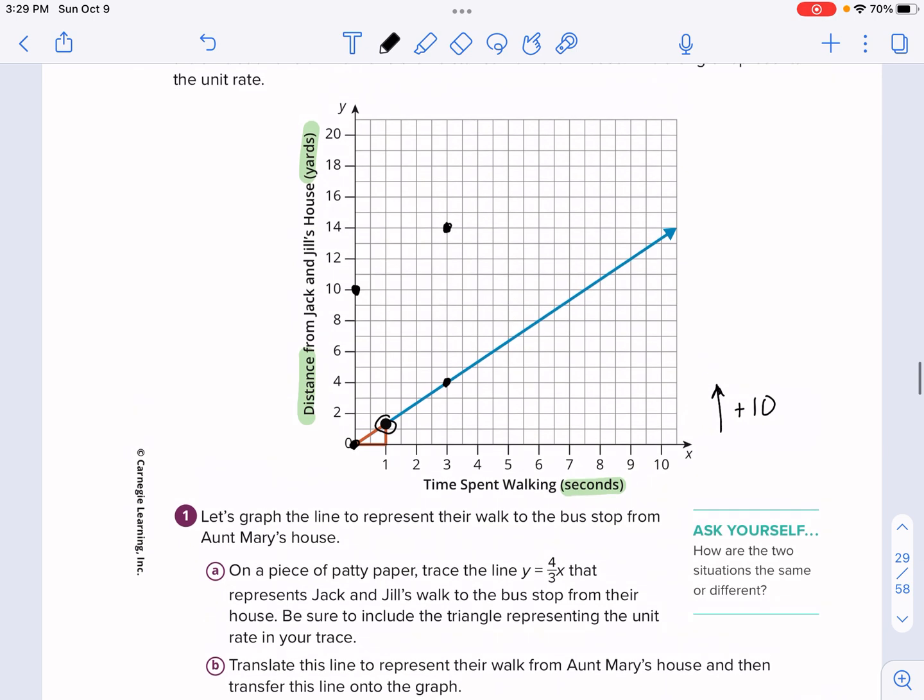Now, as best you can pause this, but let's just draw a straight line through these 2 points. And this represents Jack and Jill walking from Aunt Mary's house. They're 10 yards ahead. So we can say a couple of things about these 2 lines. These 2 lines, they will never intersect. They're parallel. Right? They both have the same exact slope or steepness. But we are going to answer some things on the next slide that relates to what we just graphed, and we'll be referring to the graph as well. So let's go to the last page, but we'll be going back and forth to this page.